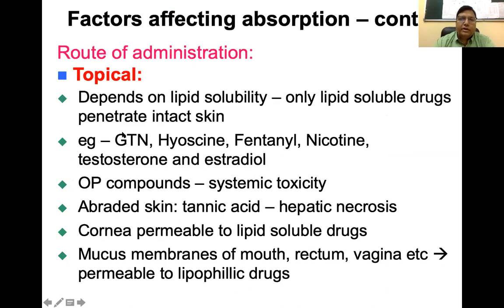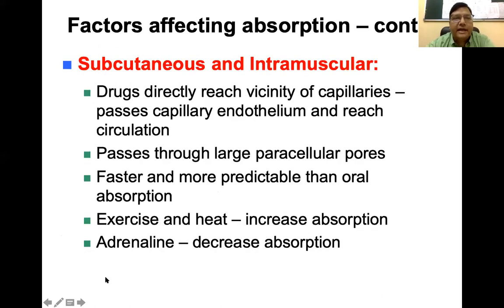So coming to the different routes. When we are giving a drug topically, the lipid soluble drugs are more absorbed and they penetrate the skin, such as glyceryl trinitrate, hyoscine, nicotine, testosterone. Organophosphate compounds, because of their high lipid solubility, produce more systemic toxicity. The cornea is permeable to lipid soluble drugs, so more lipid soluble drugs are absorbed through the cornea. The mucous membranes of the mouth, rectum, and vagina are permeable to lipophilic drugs, so the more lipophilic drugs are absorbed.